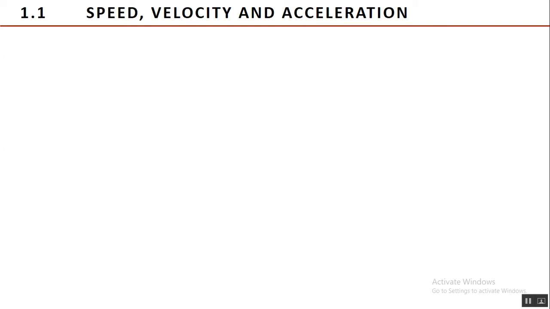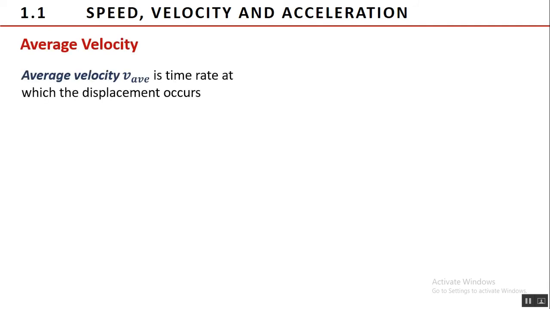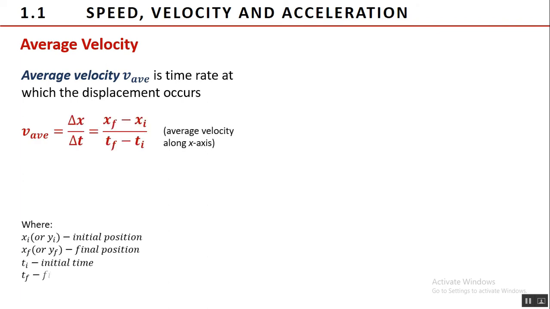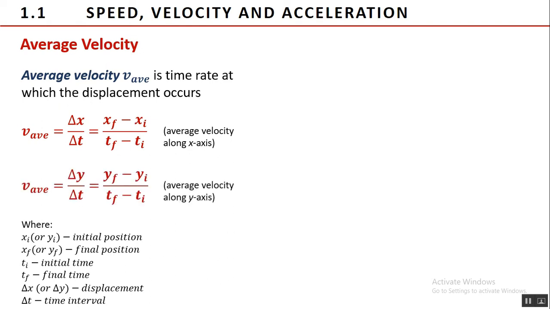Now we're moving to velocity, which is sometimes synonymously compared to speed. Average velocity, denoted by v sub ave, is the time rate at which the displacement occurs. Mathematically, velocity is expressed as delta x over delta t, wherein displacement delta x is equal to the final position x sub f minus the initial position x sub i, and delta t is equal to the final time t sub f minus the initial time t sub i. You make some adjustment on the formula when you are dealing with vertical motion.